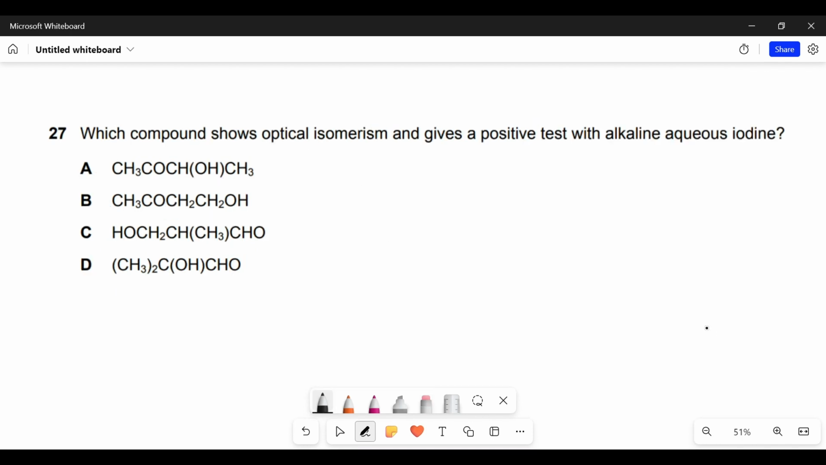Question number 27. Which compound shows optical isomerism and gives a positive test with alkaline aqueous iodine? We know that a compound shows optical isomerism if it has a chiral center. That means 4 different groups should be attached to the carbon, and it shows a positive iodoform test with alkaline aqueous iodine if it has a methyl ketone group, CH3CO group, right?